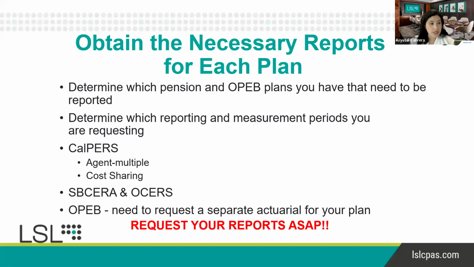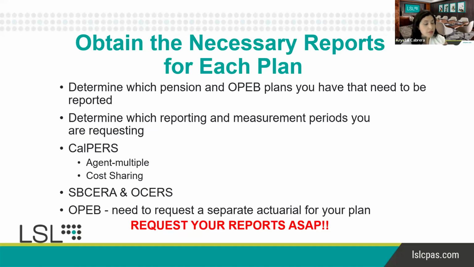You're also going to want to keep in mind that there's differences in what reports you're going to need based on who your actual plan administrator is. So if you have a CalPERS plan, you might fall under agent multiple, you might fall under cost sharing, and you might fall under both. So you want to make sure that you're gathering the information for each of those individual plans, like I mentioned ahead of time. You might also get your pension through SBSARA or OSERS. There's different plan administrators, and they all have different ways to gather those reports. So you want to keep that in mind when you're going through and grabbing everything.